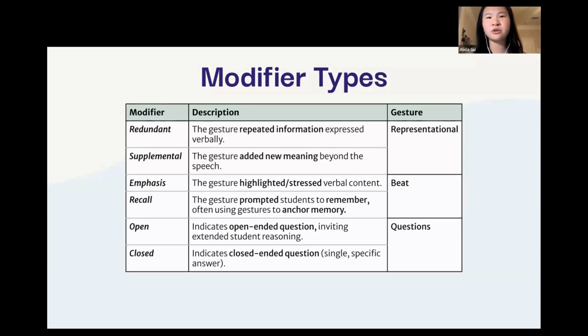So in the video from earlier, she said that there's two main parts of the sentence and she holds up a two. So this is repeating information that she's giving verbally, perhaps for emphasis. And so we have emphasis, which highlights or stresses verbal content, and recall, which prompts students to remember. And these are both forms of the beat gesture, which, as we looked at earlier, is also used for more emphasis. And then the other modifiers we have are open and closed, which just indicates open or closed questions when the teacher is questioning, right?